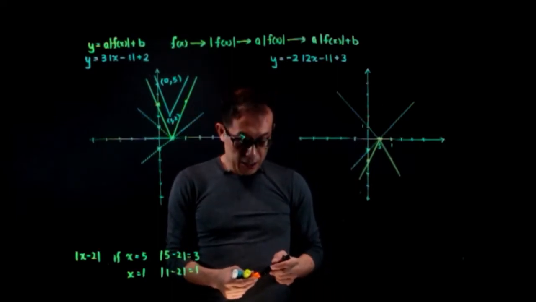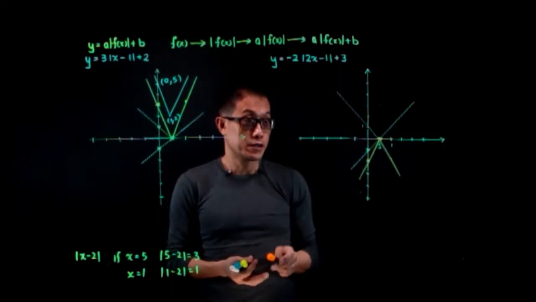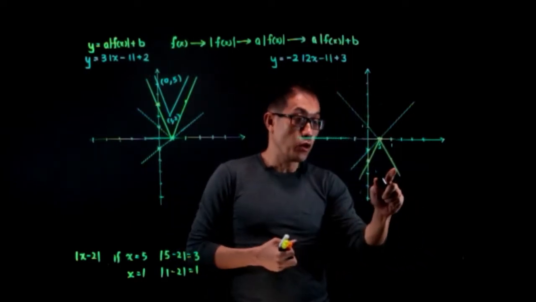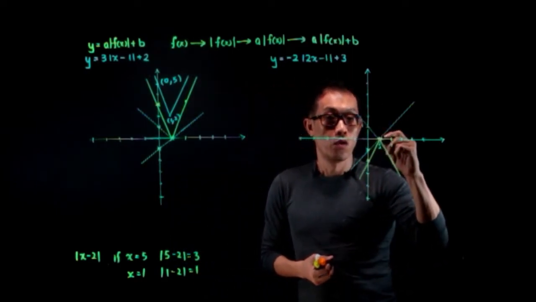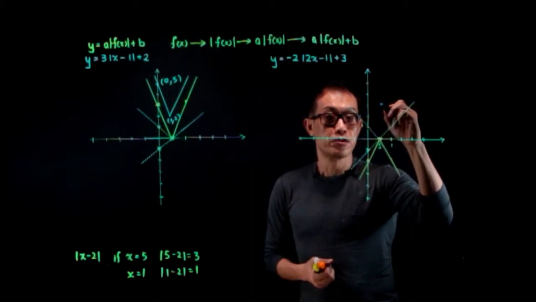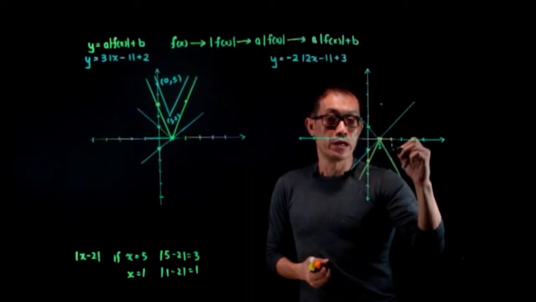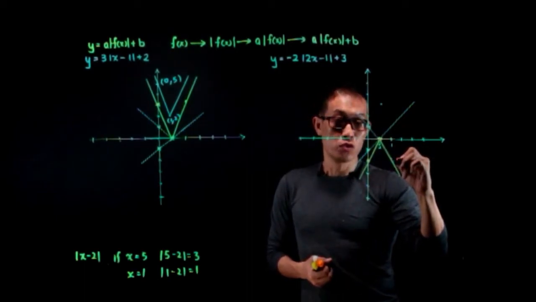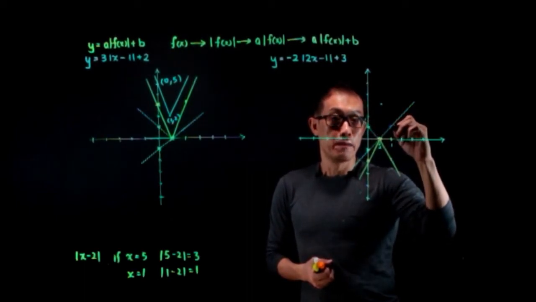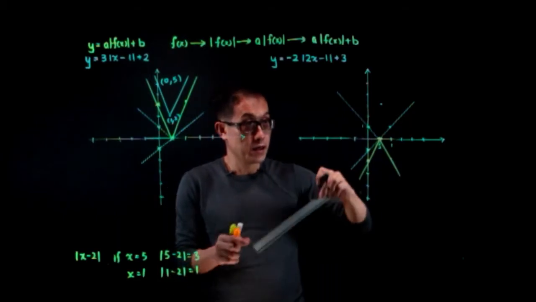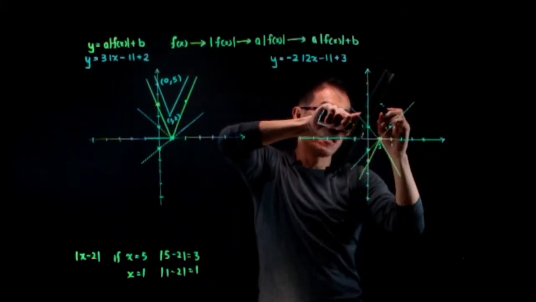Now next I need to add 3 to it. Now when it is at 0, I add 3, it will become 3. This is minus 2, I add 3 becomes 1. This is minus 2 also, I add 3 becomes minus 1. So my new graph will be like this.